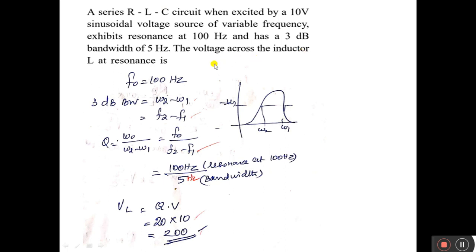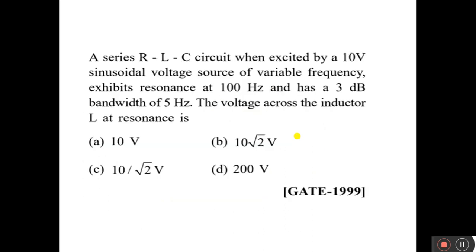So the question is the voltage across the inductor L at resonance. So VL equal to Q into V. So Q value we just calculated, that is 20. Voltage applied given in the question itself, that is 10 volt. So answer is 200 volt. So option D is correct one.